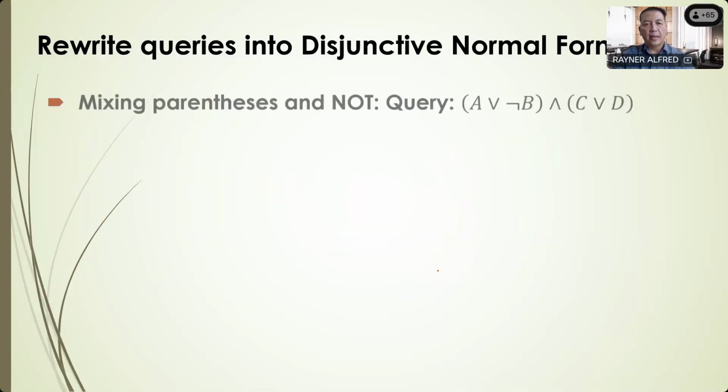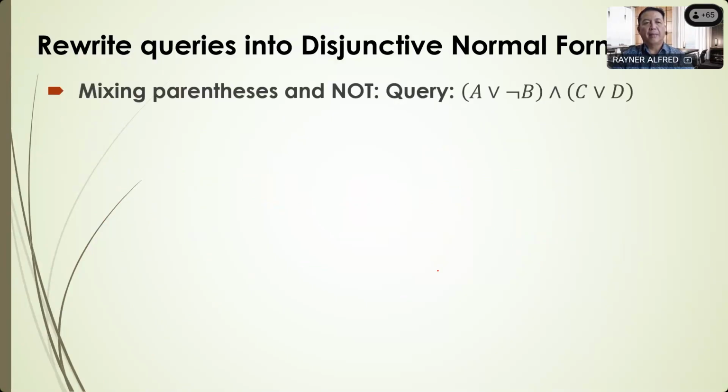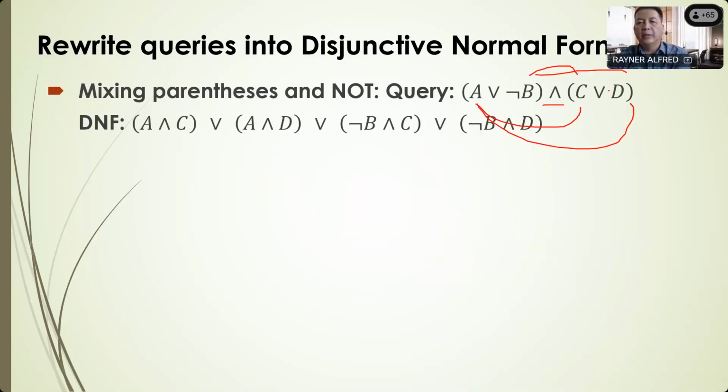Okay, next one. Mixing parentheses and not query. So we have this, and this is not in disjunctive normal form. Okay. So we are combining this and this, or this and this, or this, or and this. So we have 4 components here.